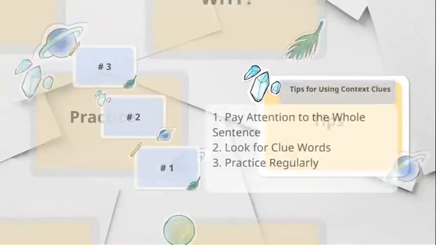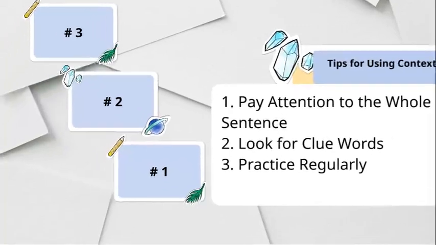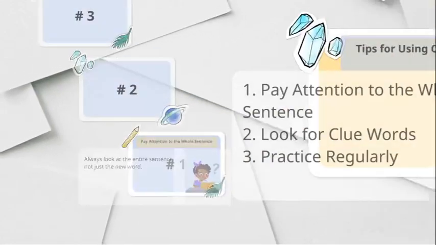Okay. Now, let's move on to some tips on using context clues. So, there are three tips which you need to follow when you are using context clues. I'll explain each one by one. The first tip is pay attention to the whole sentence. Always look at the entire sentence and not just the new word, because the word is already unfamiliar, new, difficult for you. So don't only look at the word but look at the entire sentence, and this will help you in understanding the meaning.